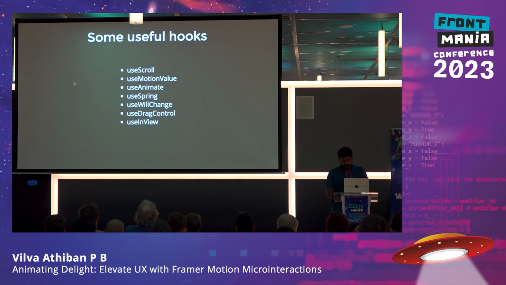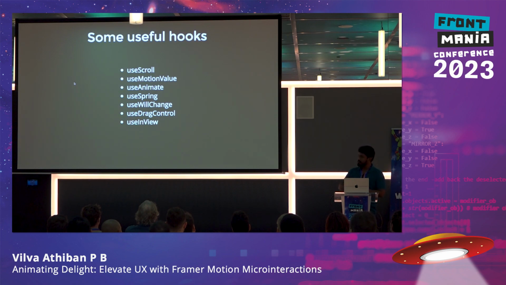And we also have some useful hooks. Until now, whatever we spoke, it's like a declarative way of coding, but you can also use an imperative way of coding using these hooks. So use scroll gives you the position of the scroll, like how much the user has scrolled. Use motion value. Like I said, Framer Motion works based on motion values. And use motion value lets you control it and get its value at any point of time. Use animate. Instead of using the animate prop in your motion component, you can use animate to dynamically or programmatically trigger an animation. We'll see how we will use scroll and use animate and all those things.